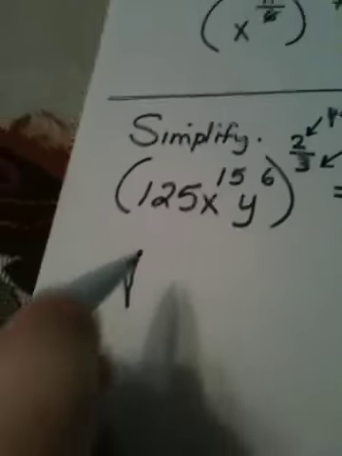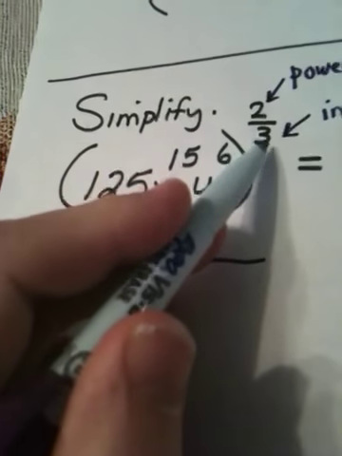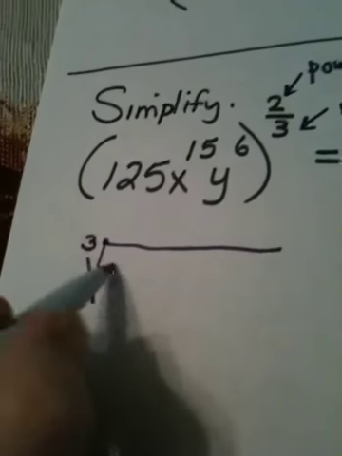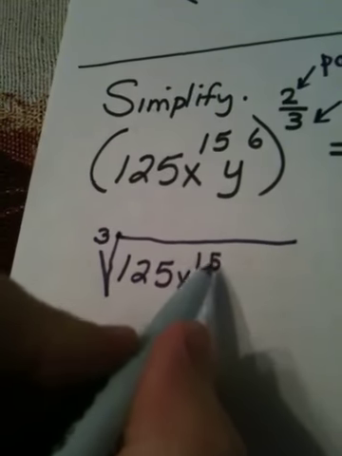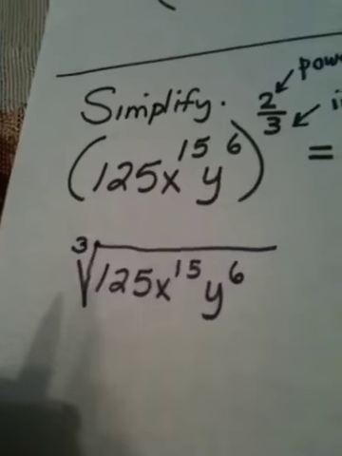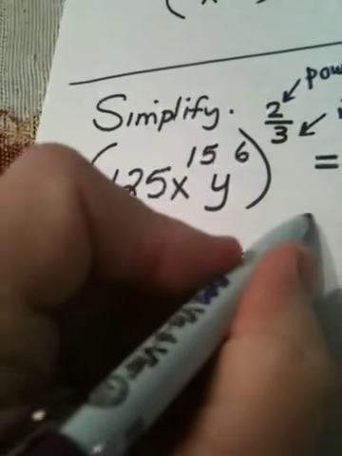Oops, my paper's slipping, hang on. There we go. It becomes the cube root, right? The denominator becomes the index. 125x to the 15th y to the 6th goes under the radical. And then on the outside, my outside power is a 2.